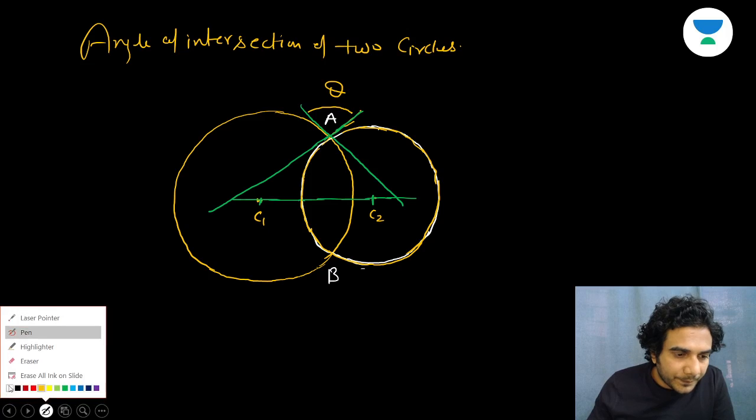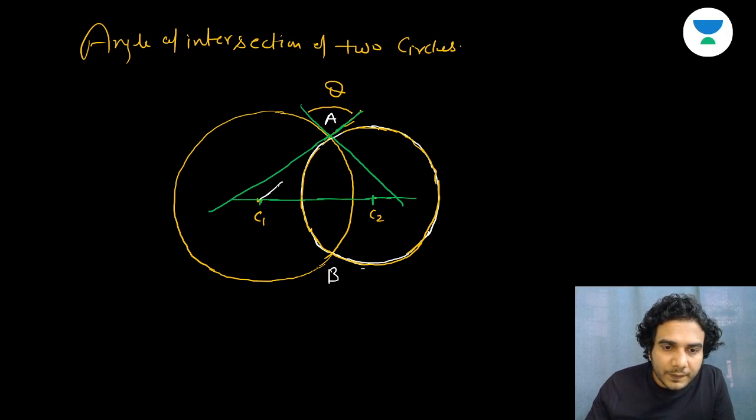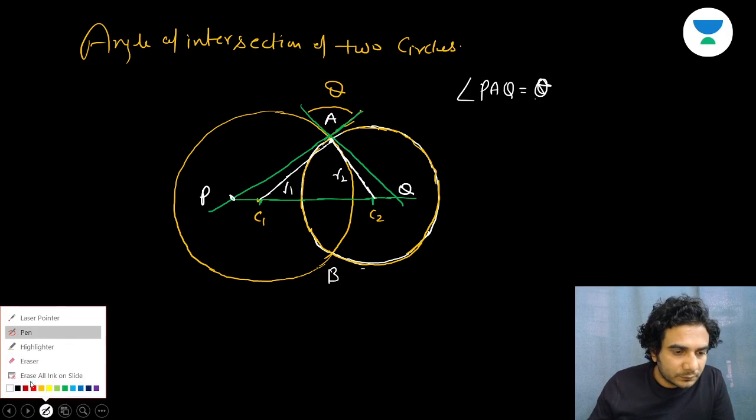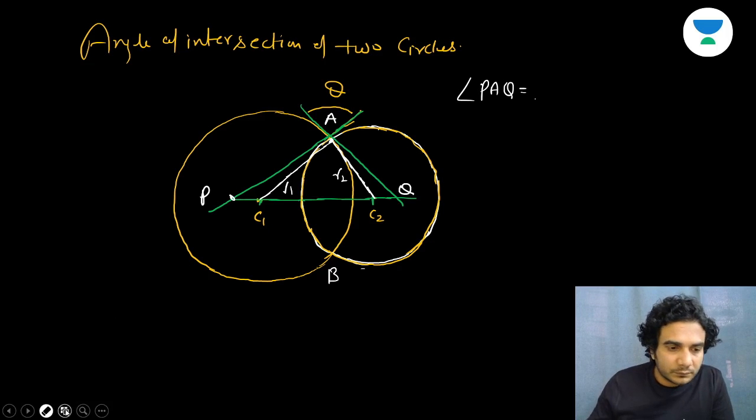So now you can see this is the radius of first circle, if I join it to A, and this is the radius of second circle. Okay, this is R1 and this is R2. All right. Say this point is P and this point is Q. So angle PAQ is theta. All right. We need to find this angle theta.